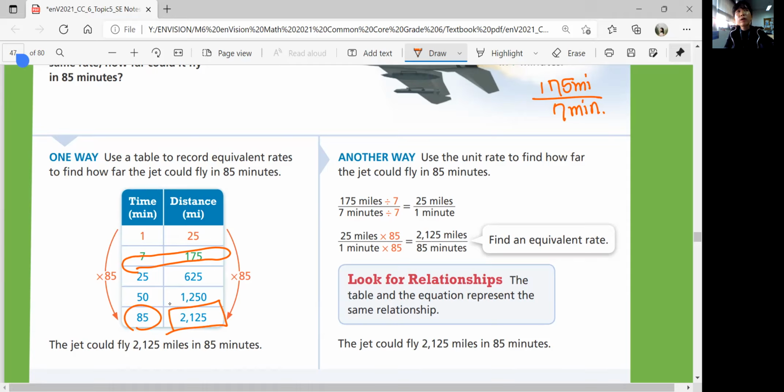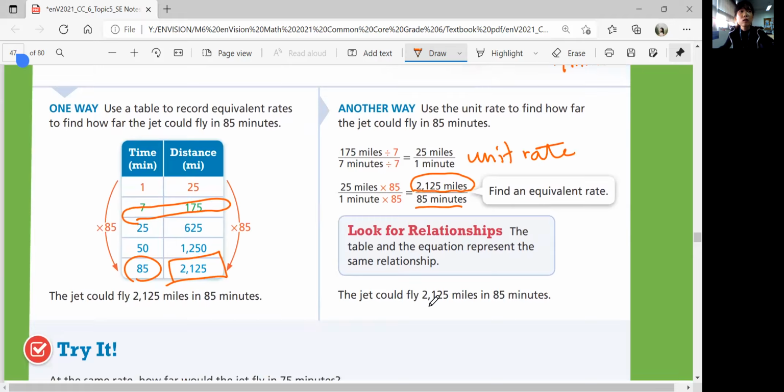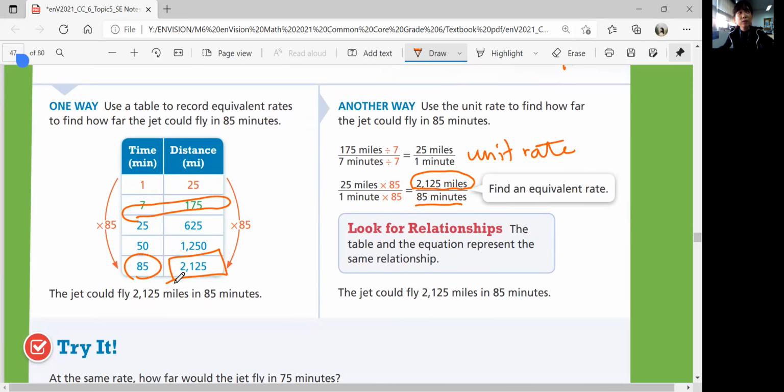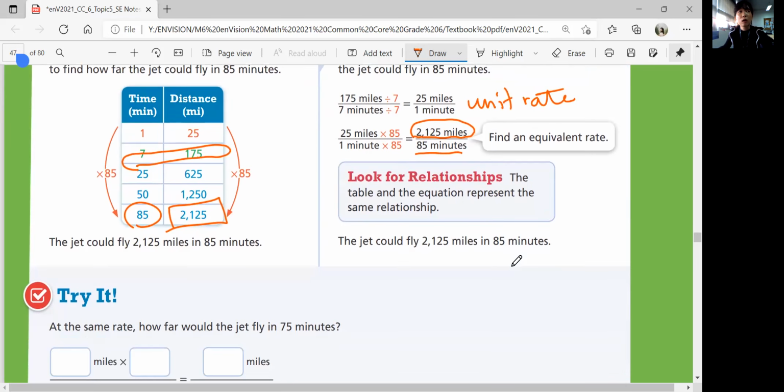Another way, you could just use ratios and fractions. 175 over 7. You divide both numbers by 7 to get a unit rate. And then you use the unit rate to multiply by 85 to get 85 minutes, because that's what you want to get. And then see the corresponding distance, which is 2,125. You're actually doing the same math, but it's just a little bit different way. So the jet could fly 2,125 miles in 85 minutes. You should get the same answer no matter which way you use.